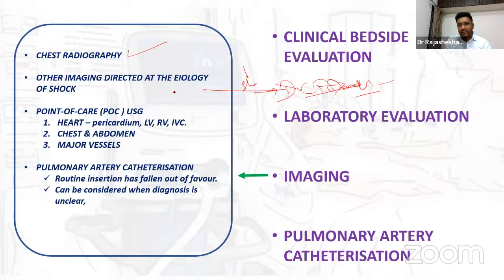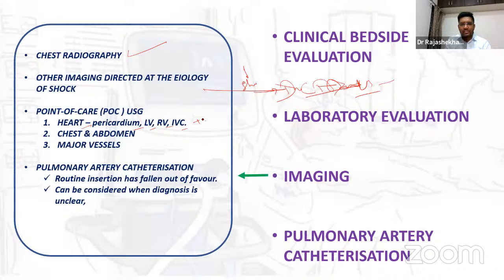Then some point of care USG needs to be done. In the heart, you need to assess the pericardium, the LV, RV, IVC, along with this, the valve changes. You're not going to assess the severity of mitral stenosis, et cetera here. You are just doing point of care USG here. This is not a full-fledged echo. You're assessing whether the blood is actually moving forward or not.